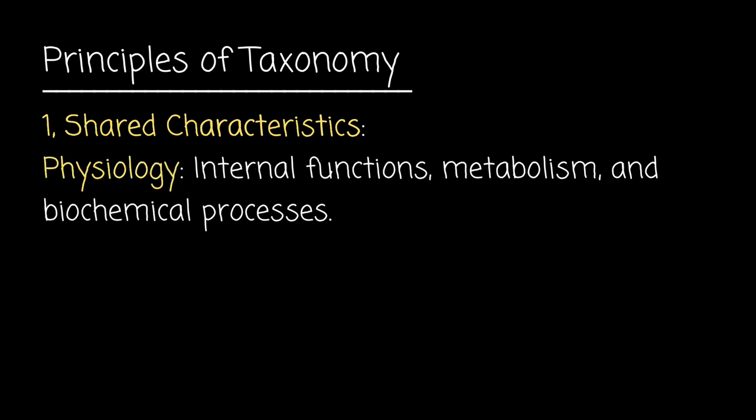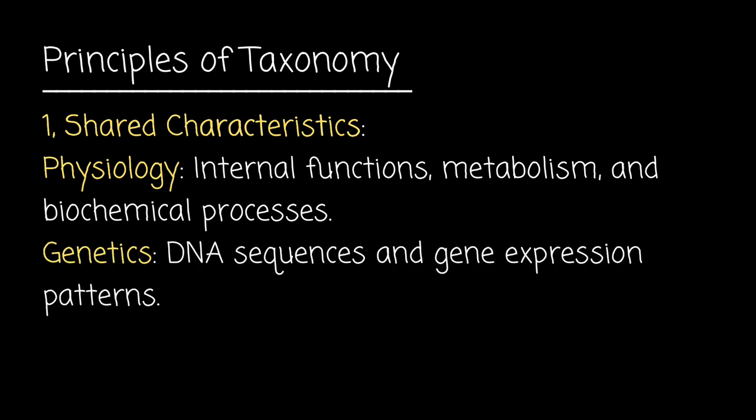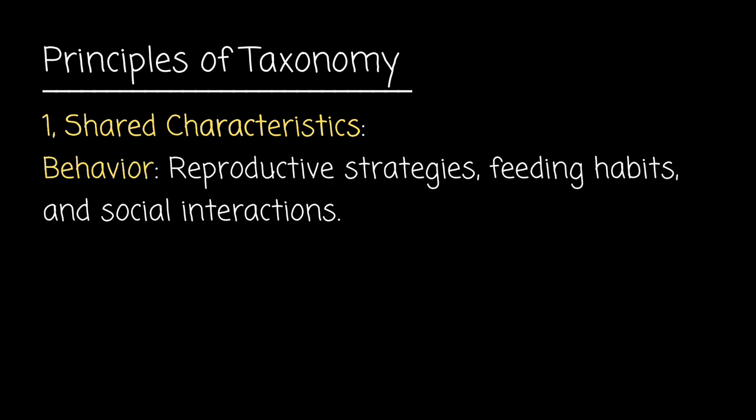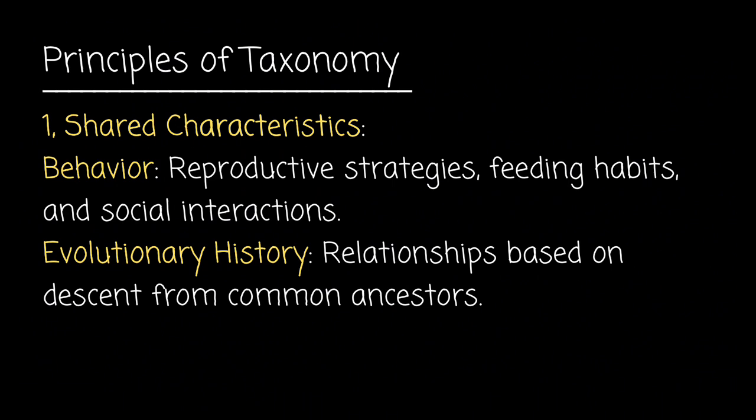Physiology, internal functions, metabolism, and biochemical processes. Genetics, DNA sequences and gene expression patterns. Behavior, reproductive strategies, feeding habits, and social interactions. Evolutionary history, relationships based on descent from common ancestors. By analyzing these characteristics, taxonomists determine how closely related organisms are and group them accordingly.